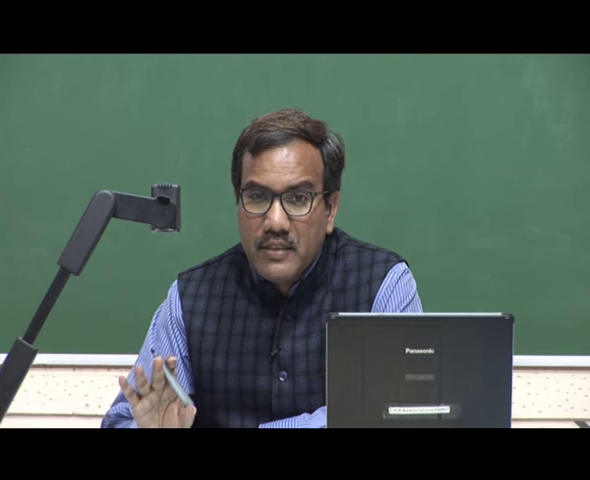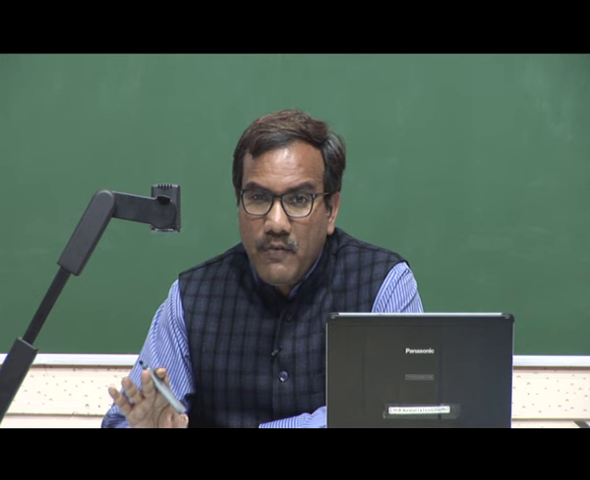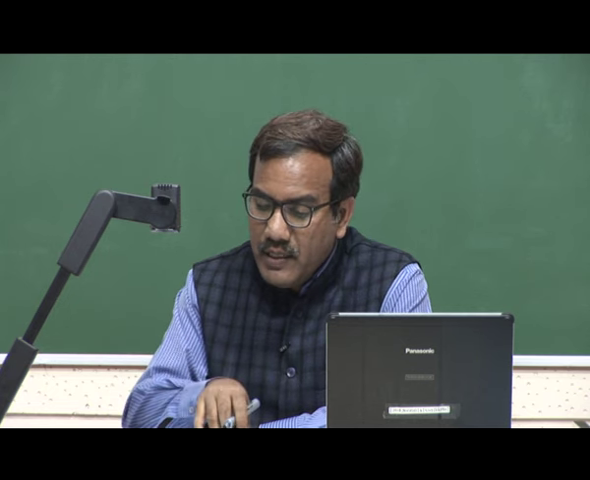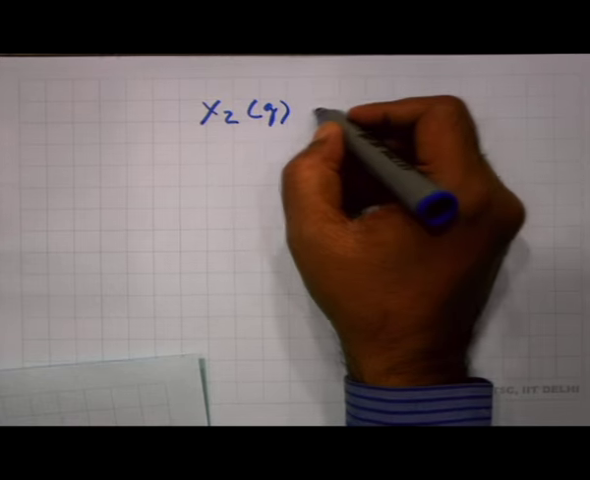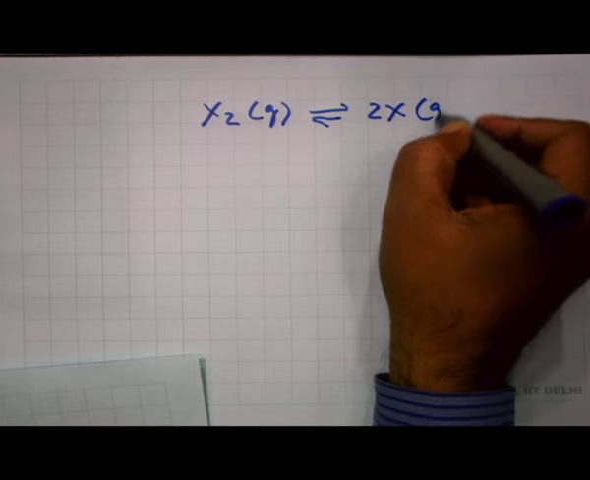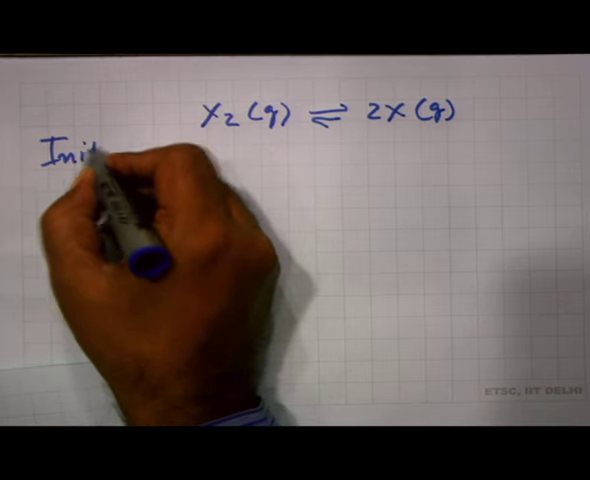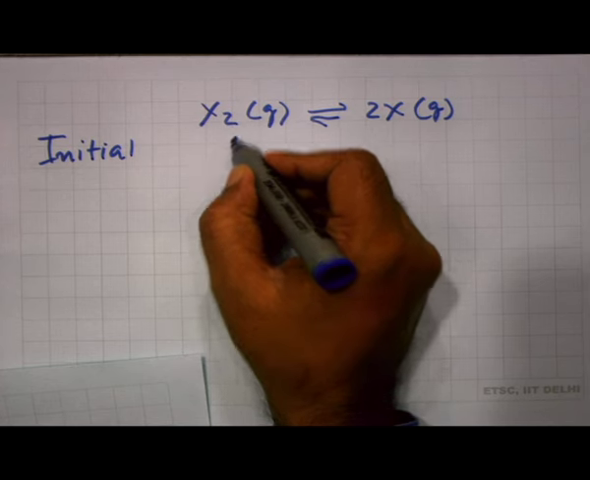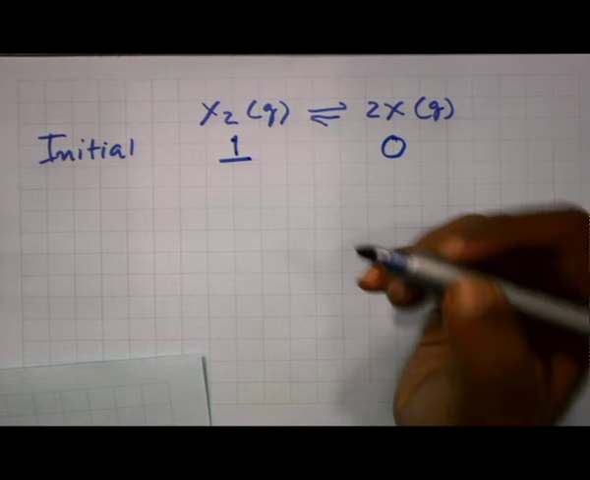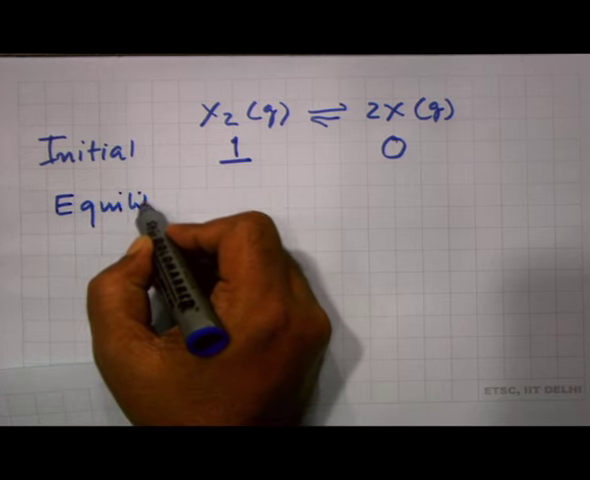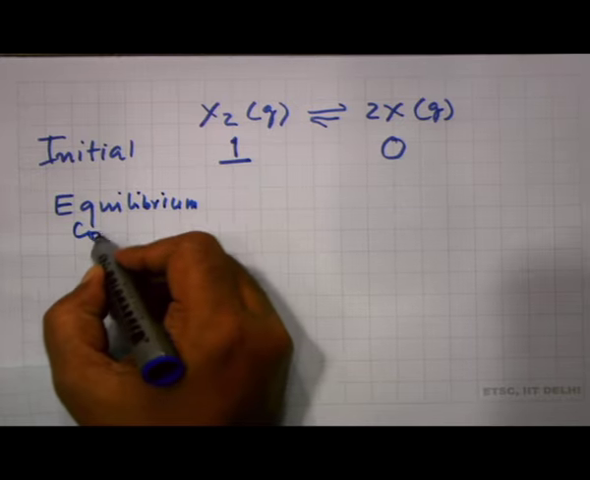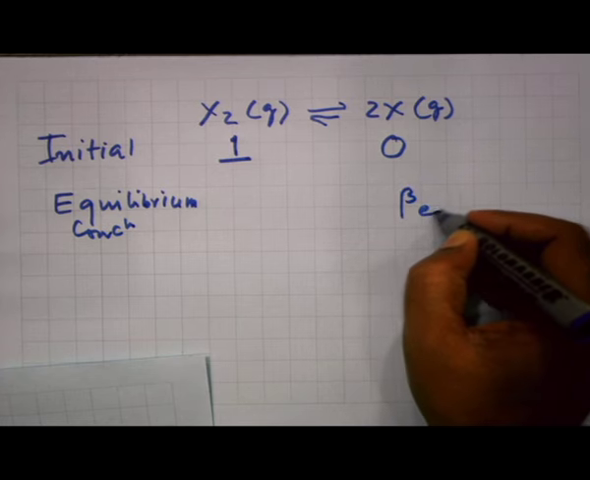Equilibrium concentration of reactant is not given, but you know the initial concentration, the initial mole of reactant. So, what are known? We have the reaction X2 gas going to 2X gas. What is known is the initial concentration: 1 mole of X2 and no X, meaning 0. And what we know is the equilibrium concentration of X, and this is beta at equilibrium.